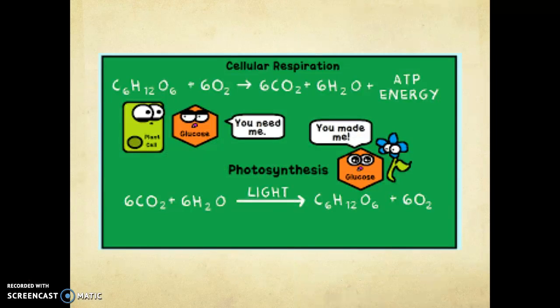And this is another example using the chemical formulas. So you can see cellular respiration uses glucose, oxygen, and results in carbon dioxide, water, and energy. Photosynthesis uses carbon dioxide, uses water, and with light, it makes glucose and oxygen. So again, the products from each of these reactions are used by the other. So the products from cellular respiration are then used in photosynthesis. Products from photosynthesis are then used in cellular respiration.